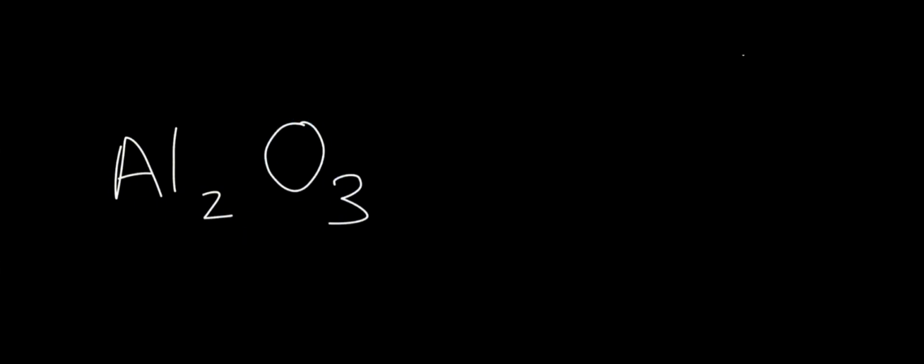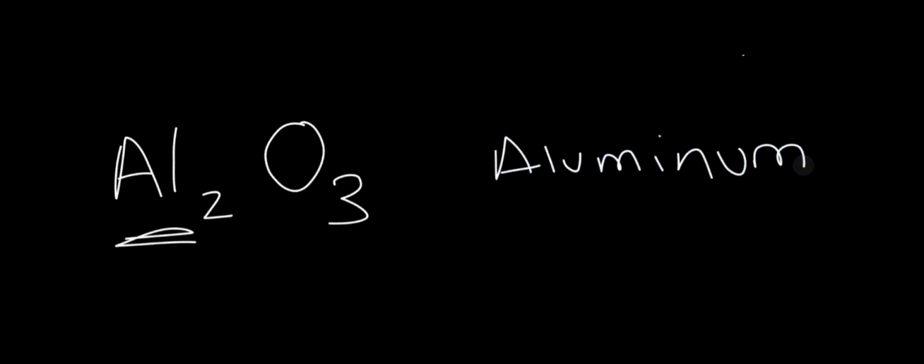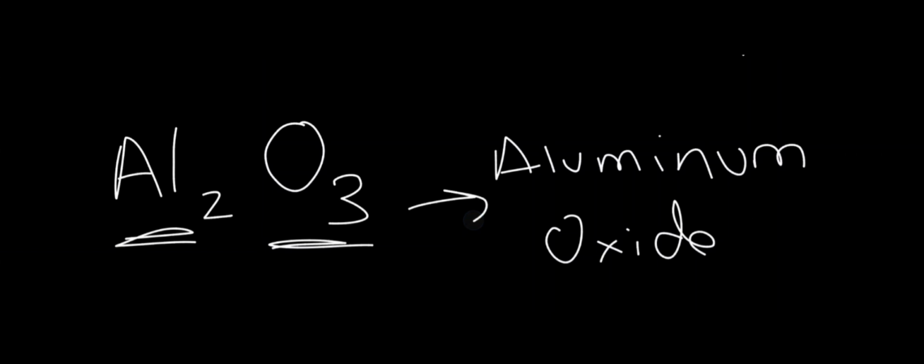Alright, here's another example. Let's do Al2O3. So the first one always stays the same, which is aluminum. And the second one has an -ide ending: oxide. It's very easy for ionic compounds, but covalent compounds get a little bit more complex.